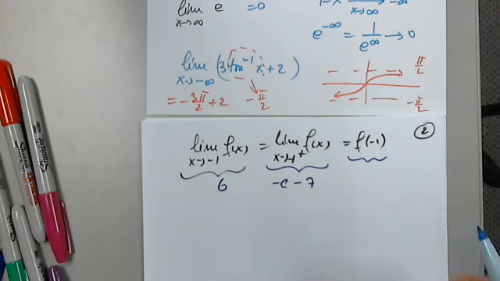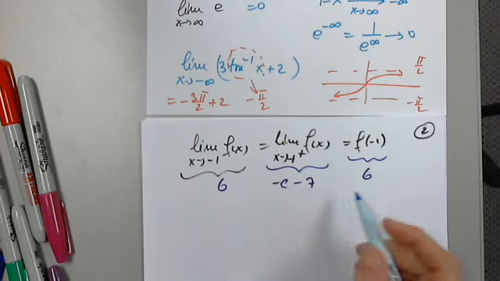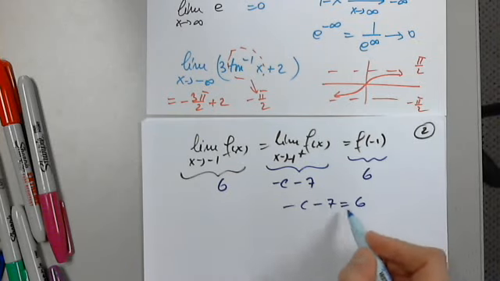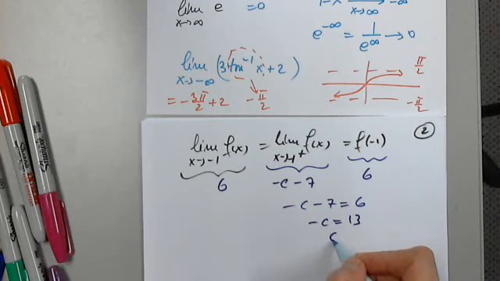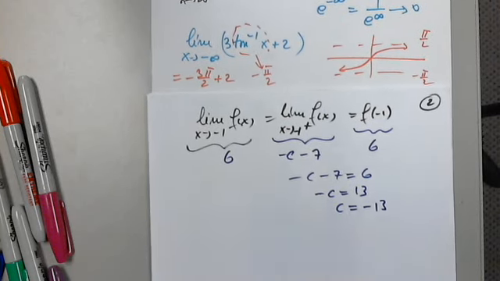Good. And how much is f of negative 1? Negative 1. Let's look at the function where the function is defined for negative 1. Which branch? You cannot choose just any branch. 6. Very good. So now negative C minus 7 equals 6. Negative C equals 13. C equals negative 13.